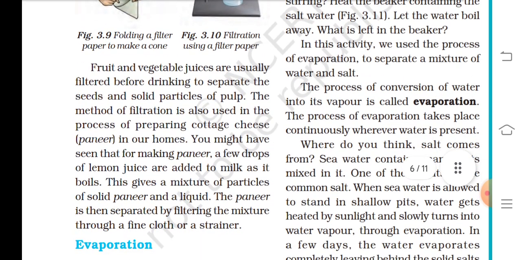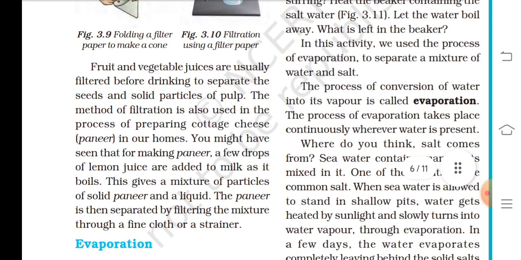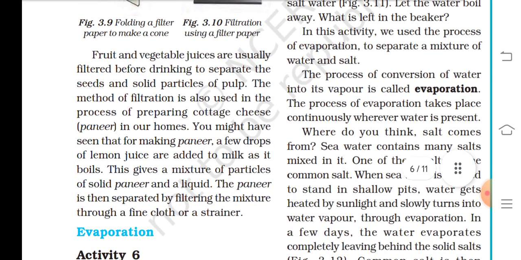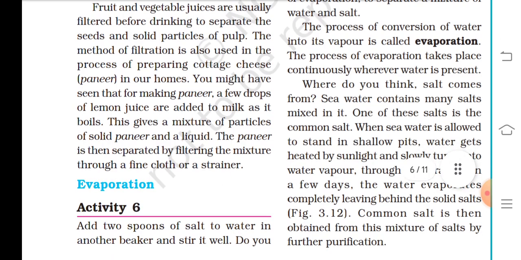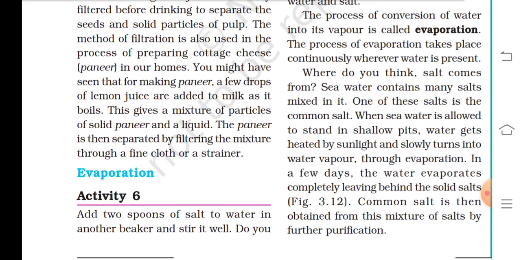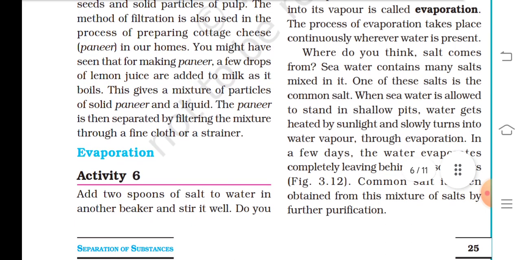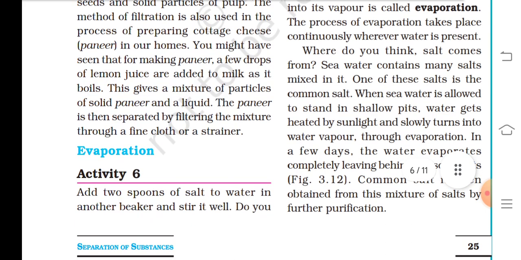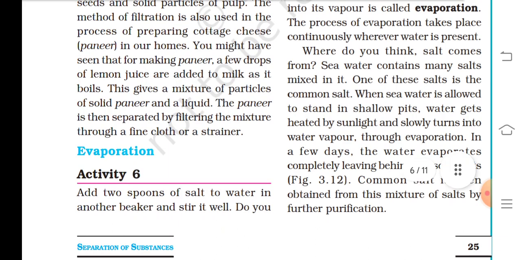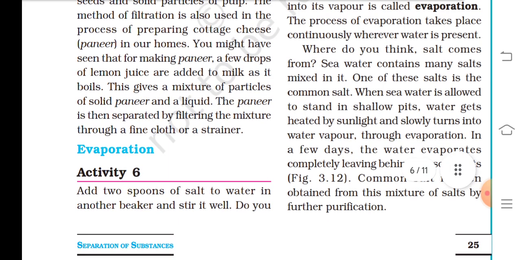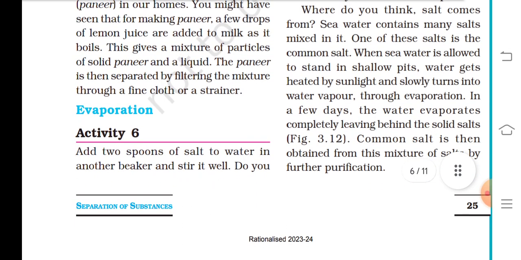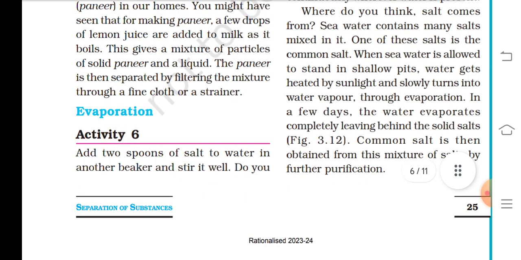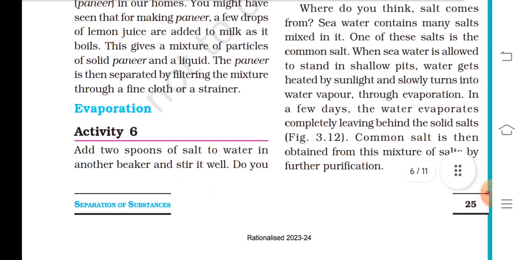Fruit and vegetable juice are usually filtered before drinking to separate the seeds and solid particles of pulp. The method of filtration is also used in the process of preparing cottage cheese, paneer, in our homes. You might have seen that for making paneer, a few drops of lemon juice are added to milk. Is it? Well, this gives a mixture of particles of solid paneer and liquid. The paneer is separated by filtering the mixture through a fine cloth or strainer.